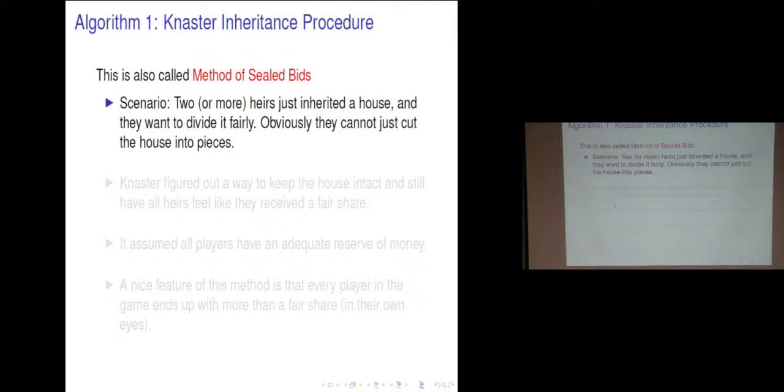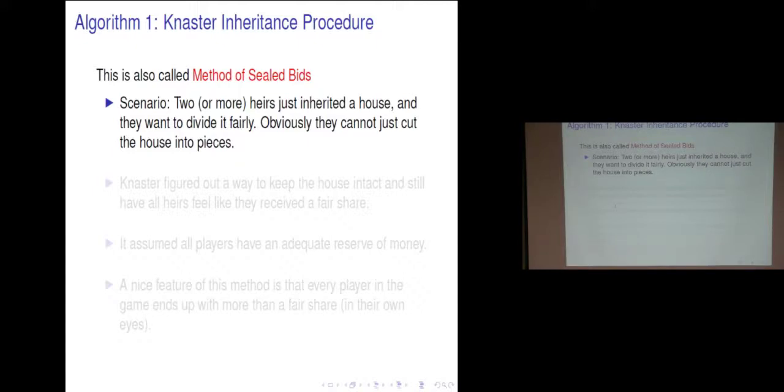Today we are going to see two algorithms. One algorithm was developed by Knaster. We mentioned his name in the last lecture. The algorithm is called the Knaster inheritance procedure. The scenario is set like this. Two or more heirs just inherit a house and they want to divide it fairly. It's an inheritance because the typical story goes along these lines. We want to help them divide fairly.